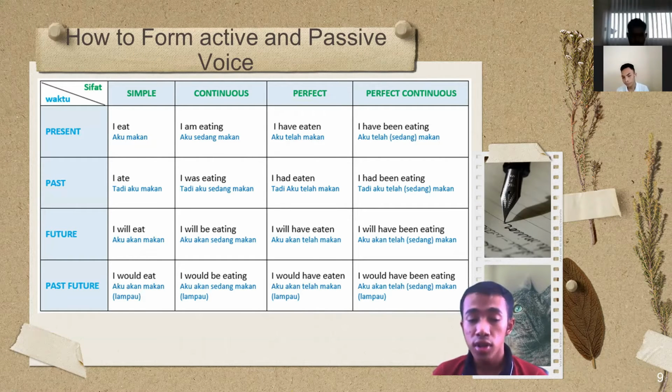It's the present continuous. In the active voice, I am eating. I is the subject, am is the to be, and eating is the verb plus ing, because it is the present continuous. And the other example I can explain today because of time.